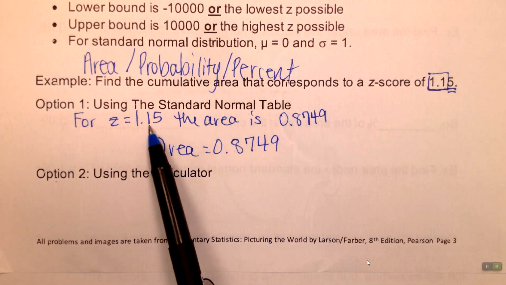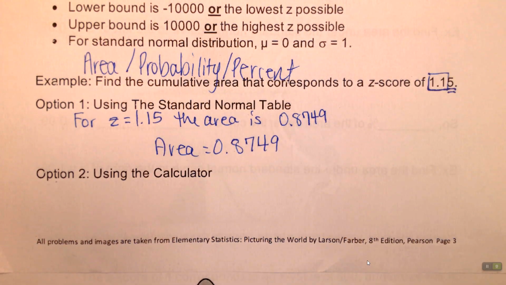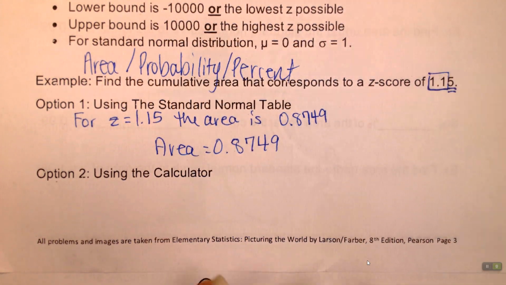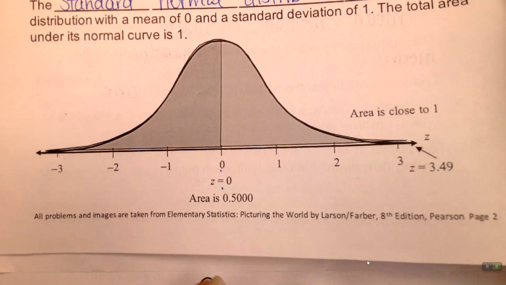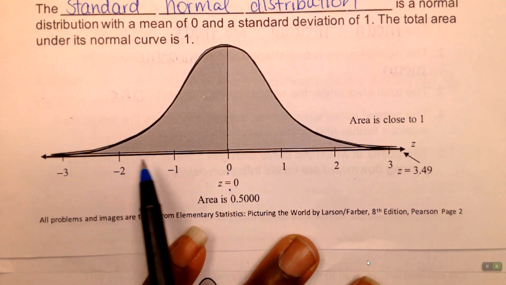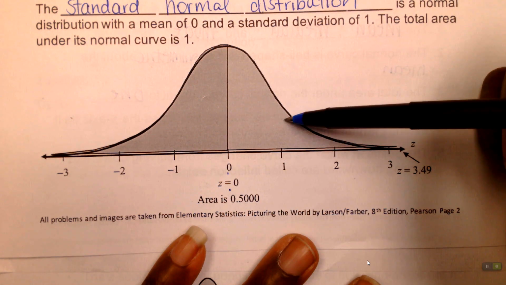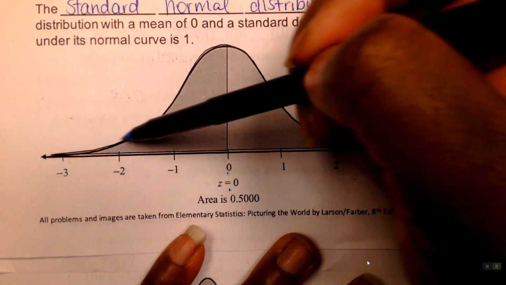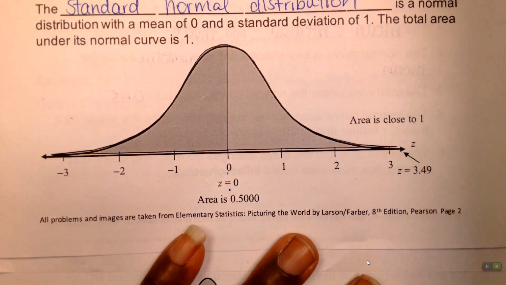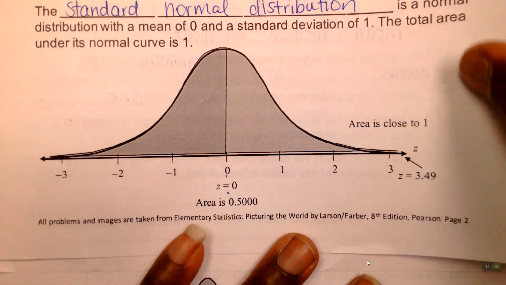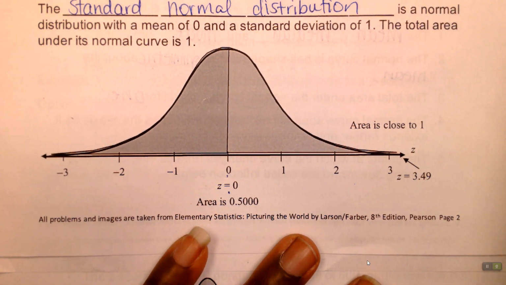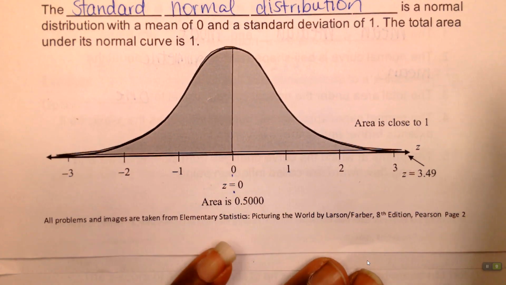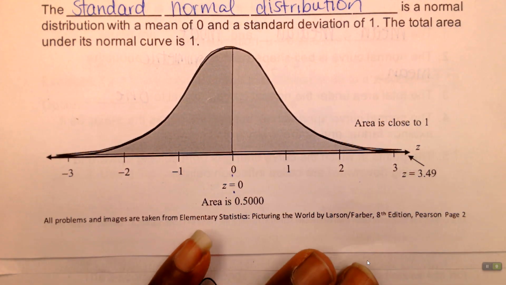My z-score is positive, so my answer should be over 0.5. When I look at my graph, at 1.15, that's a lot of my graph shaded. From here to here, that's a lot of my graph shaded. So that makes sense. I don't know what it is exactly, but it makes sense.